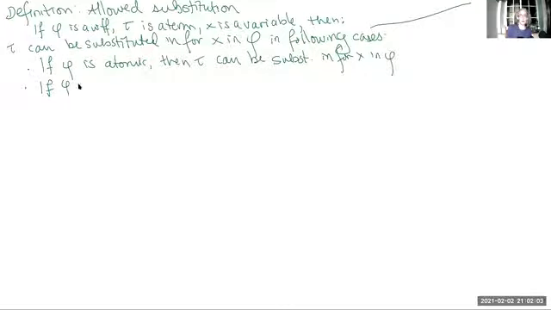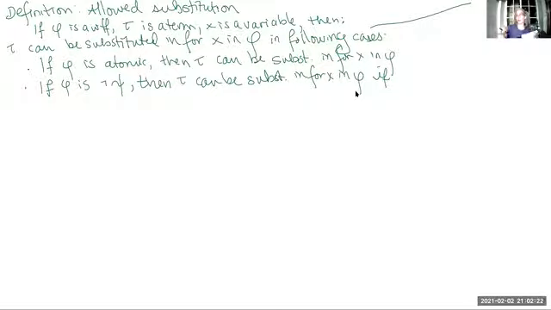If phi is of the form not psi, well, then tau can be substituted in for x in phi if it can actually be substituted in to psi. So just ignore the negation, and look at the remainder of the formula. So if tau can be substituted in for x in formula psi.